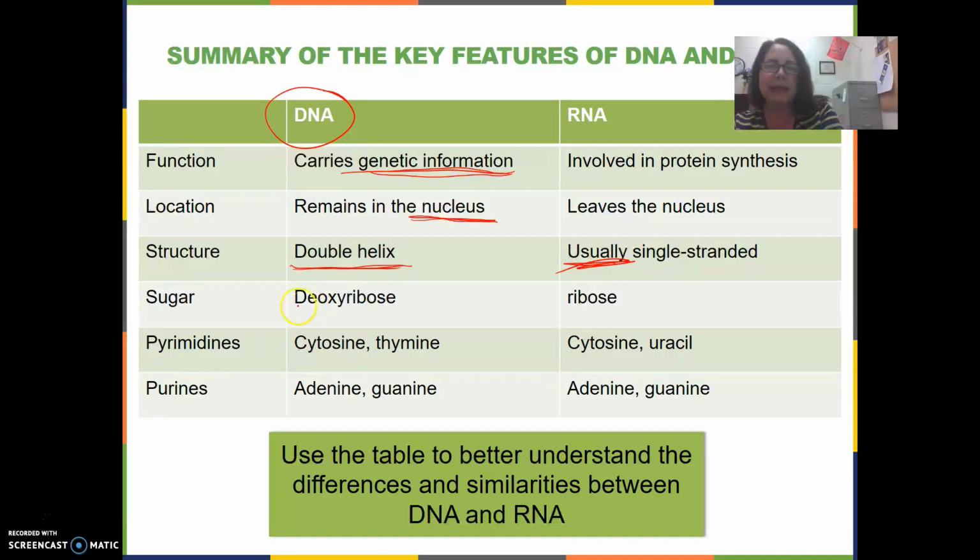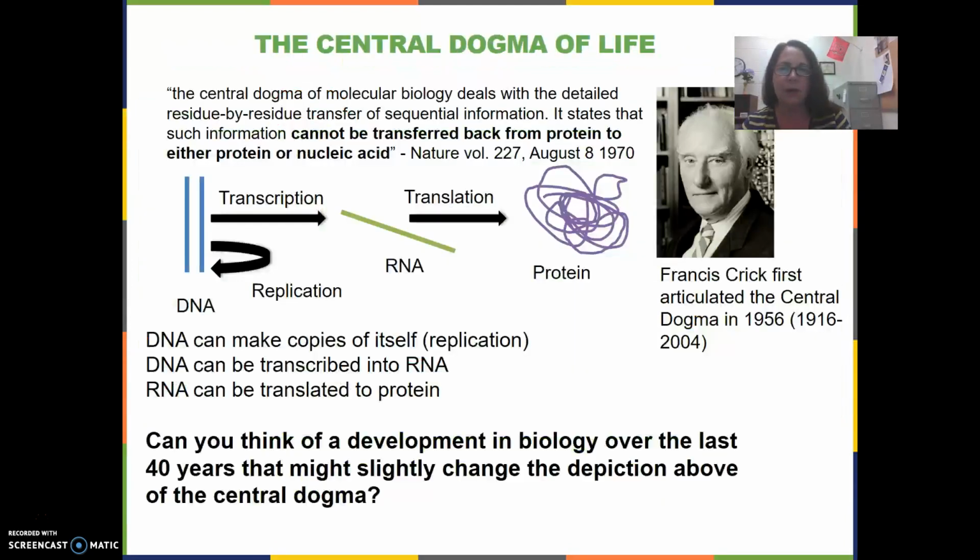The sugar in DNA is deoxyribose, which is a pentose sugar shaped like a pentagon, and the sugar in RNA is ribose. And the pyrimidines, the single ring structures, in DNA are called cytosine and thymine, whereas in RNA they are cytosine and uracil. So RNA contains uracil, whereas DNA contains thymine. The purines, which are the double ring structures, are adenine and guanine in both DNA and RNA.